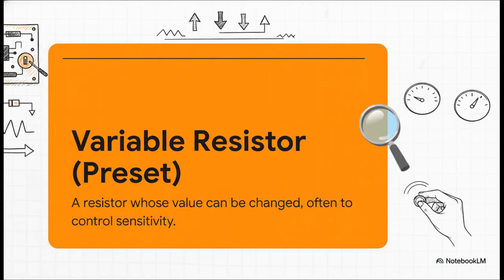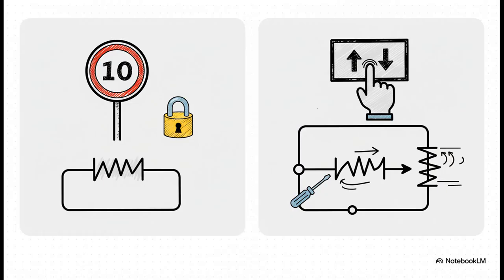Now, this is where it gets interesting. This is a variable resistor, or what we often call a preset. So unlike a normal resistor with a fixed value, you can actually change its resistance, usually with a little screwdriver. This is awesome for when you need to fine-tune something, like maybe adjusting the sensitivity of a light sensor. So, the main difference to remember is this. A standard resistor is like a speed limit that's set in stone. It never changes. But a variable resistor, that's like having a dial you can turn to change that speed limit whenever you need to. It gives you that extra bit of control.